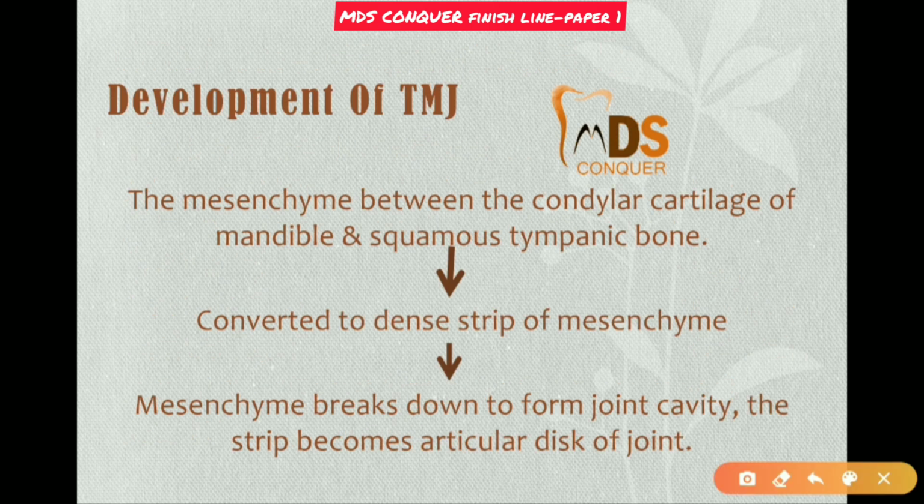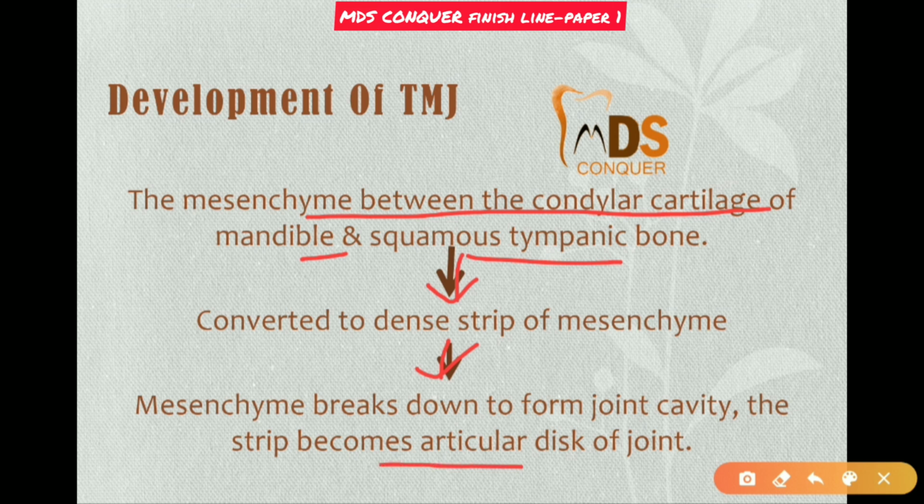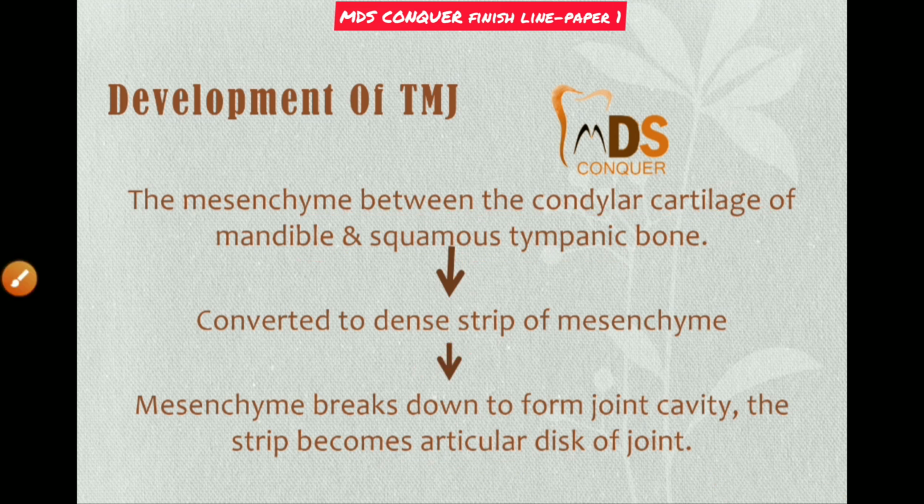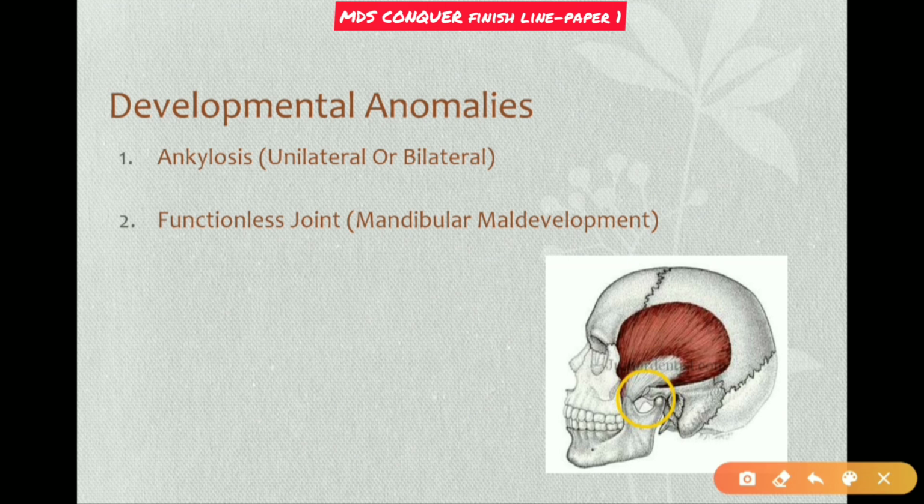Then development of the TMJ. Here this develops because of the mesenchyme between the condylar cartilage of the mandible and the squamotympanic bone. They convert into a dense strip of mesenchyme, which finally breaks down and forms the articular disc of the joint. Developmental anomalies include ankylosis and functionless joint, that is mandibular maldevelopment.